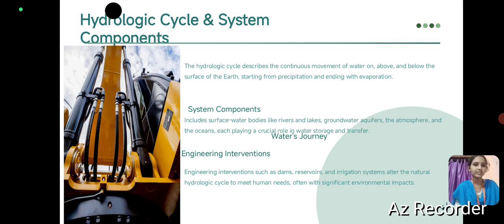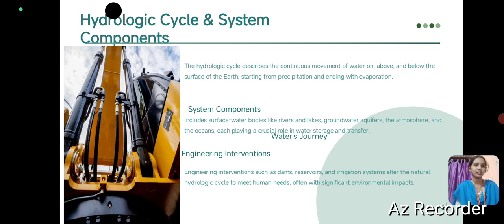The hydrologic cycle describes the continuous movement of water above and below the surface of the earth, starting from precipitation and ending with evaporation. System components include surface water bodies like rivers and lakes, groundwater, the atmosphere and the oceans, each playing a crucial role in water storage and transfer.